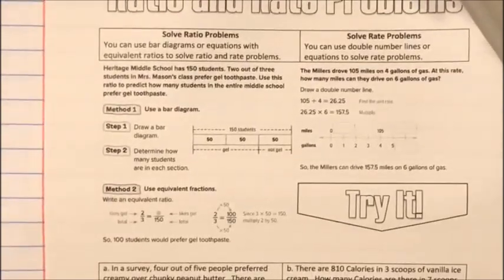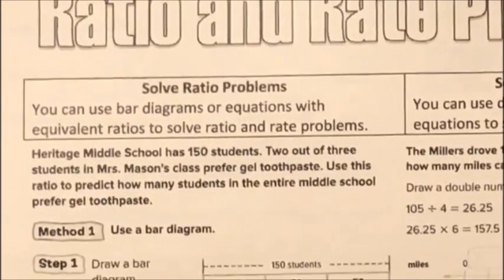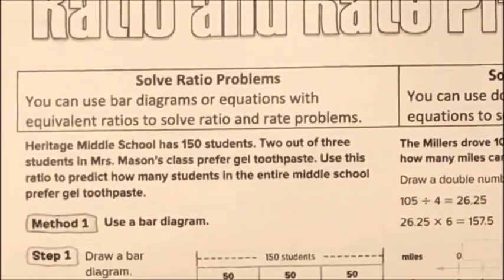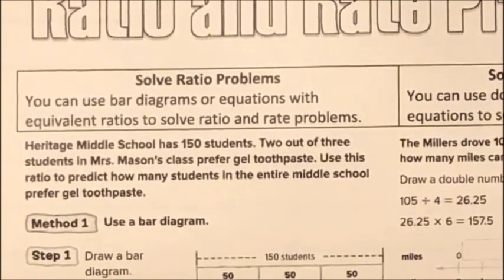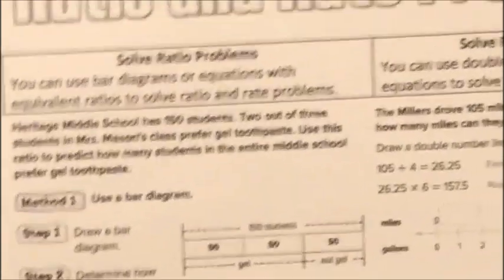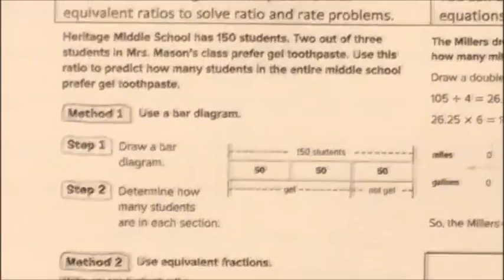So the first thing I want to look at is solve ratio problems. You can use bar diagrams or equations with equivalent ratios to solve ratio and rate problems. So let's look at some examples of this. The first one I have, there's two methods. We're going to look at the first method first.